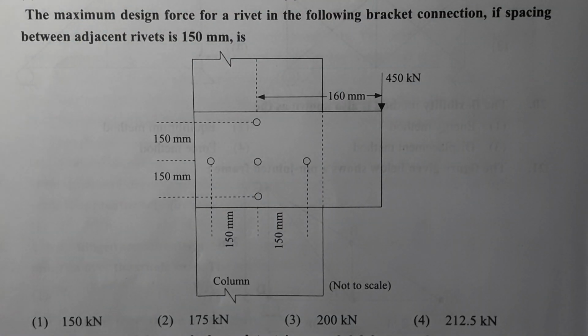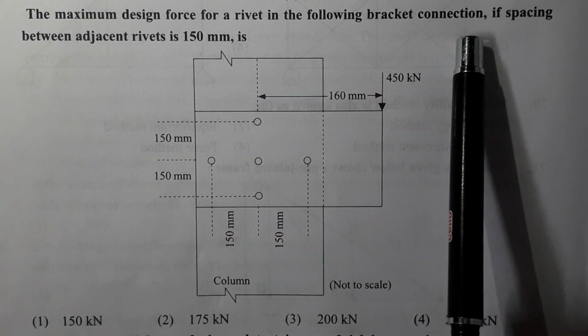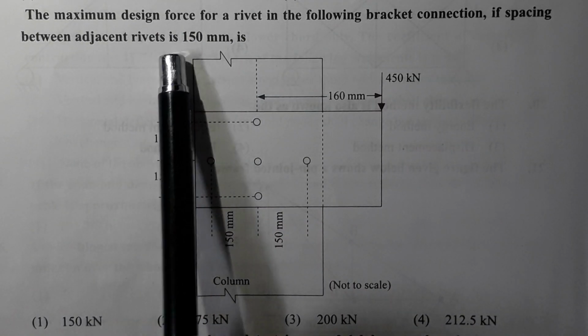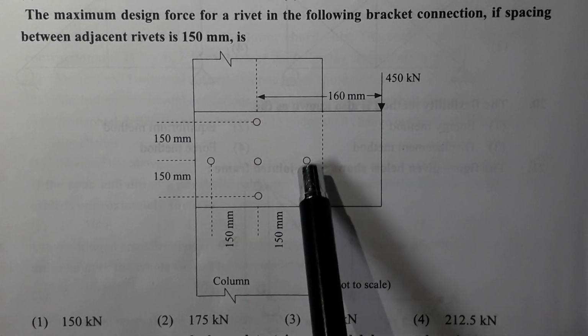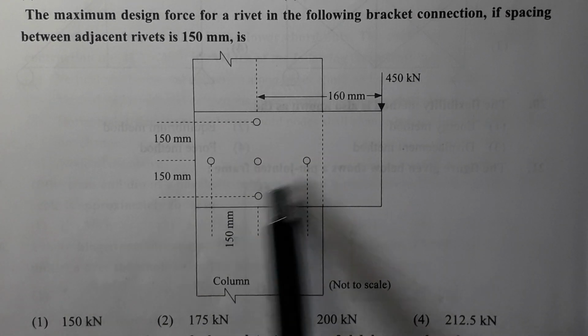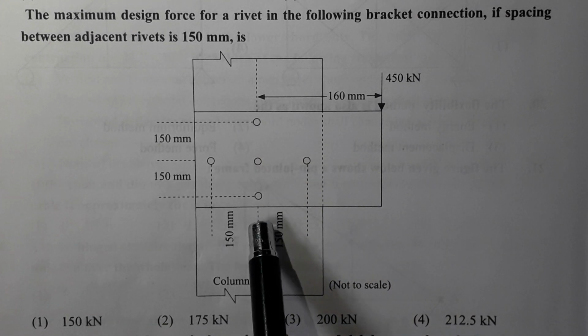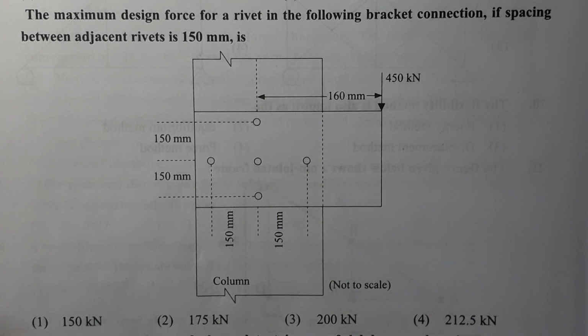Next question, the maximum design force for a rivet in the following bracket connection if spacing between adjacent rivets is 150 mm is. Now the figure is shown. Now there are 5 rivets in this connection, which are shown over there, and the distance between two adjacent rivets is 150 mm. It is also shown over there.